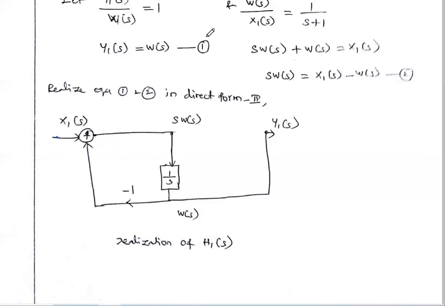And what is the next equation? The output Y1 is equal to simply W of S. So in the diagram, where is the W of S point? This point is W of S. So this W of S is just given as the output Y1. So this is the direct form 2 diagram of H1 of S.